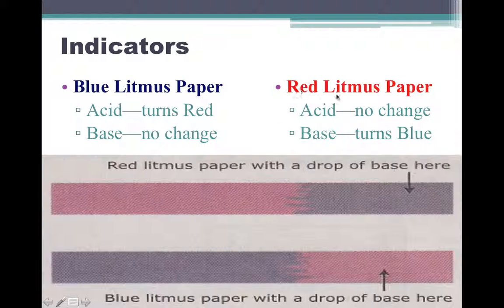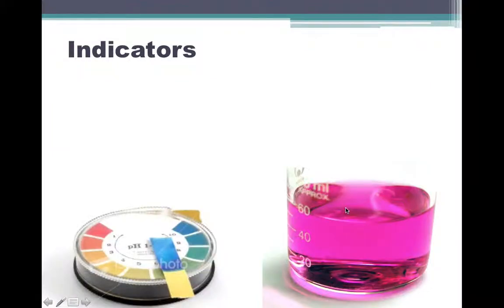Now, if you take your red litmus paper, and it turns blue, notice it's the opposite of the blue litmus paper. If red turns blue, then you've got a base. Think B: blue, B for base. Okay, so let's repeat this again. If you have blue litmus paper and it turns red, this one is an acid. If you have red litmus paper and it turns blue, it is a base.